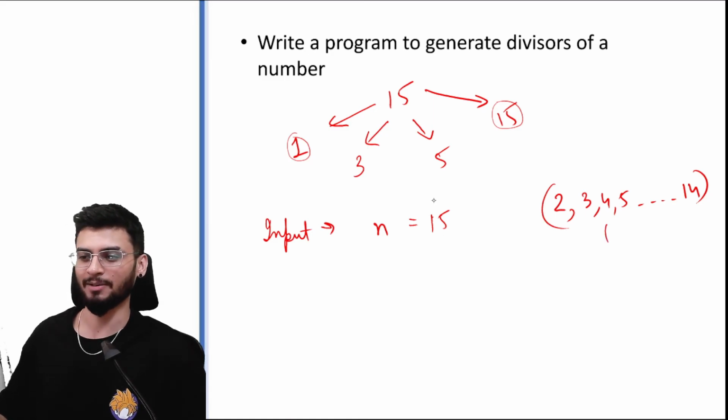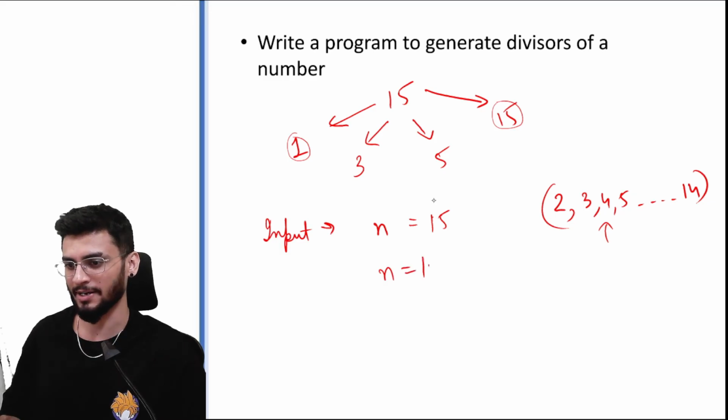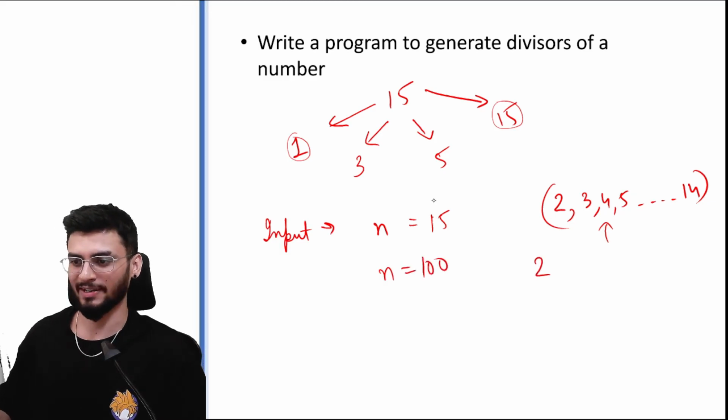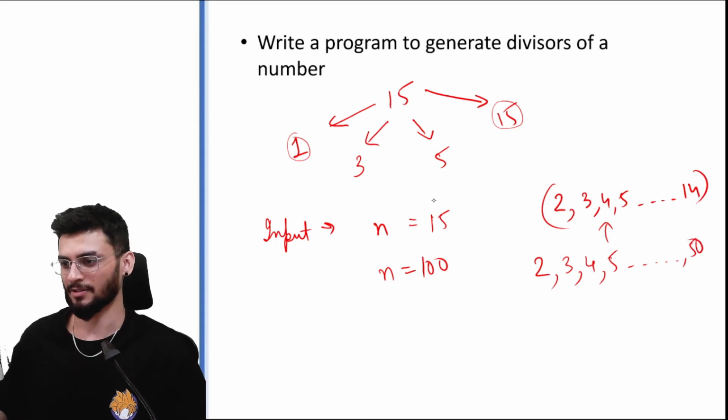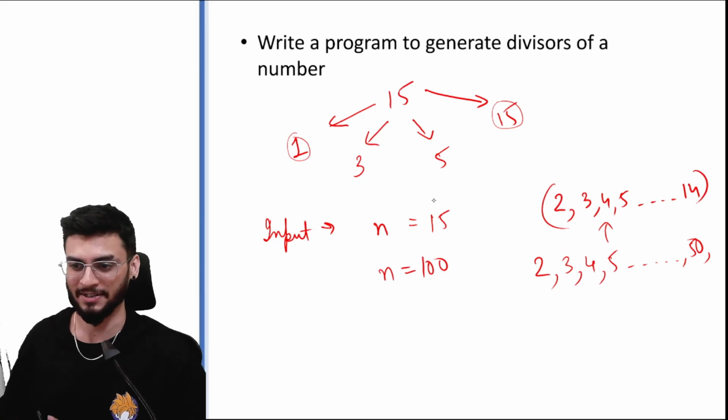But is this the right approach? Do we actually need to go till 14, or can we cut down the range till a half part? Let's take another example of n equal to 100. We know that 2 divides it. We know that 3 does not divide it. We know that 4 divides it, 5 divides it, and so on. But after reaching 50, you can be very sure that no number greater than 50 can actually divide 100.